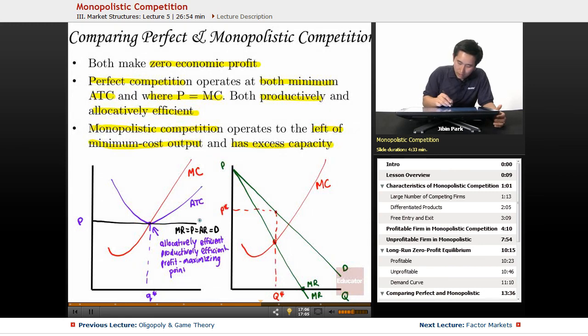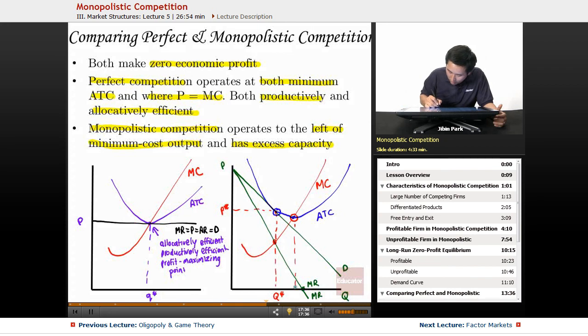So notice the price is going to be higher in monopolistic competition than in perfect competition. Again, the trade-off being that you get more variety. And you draw the ATC tangent to the point at which it's profit maximizing here. So notice, in monopolistic competition, they're going to operate at this point right here, to the left of minimum cost output. Now, what is minimum cost output here?